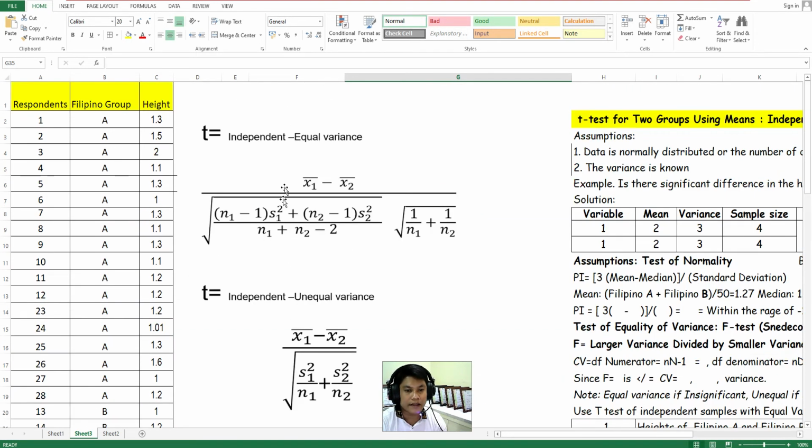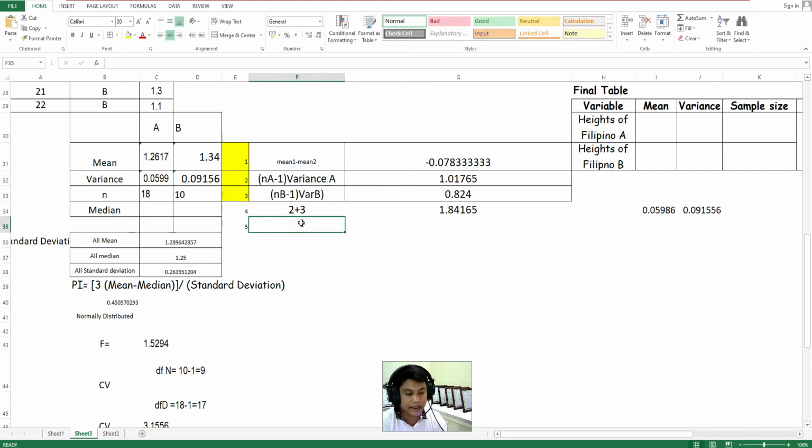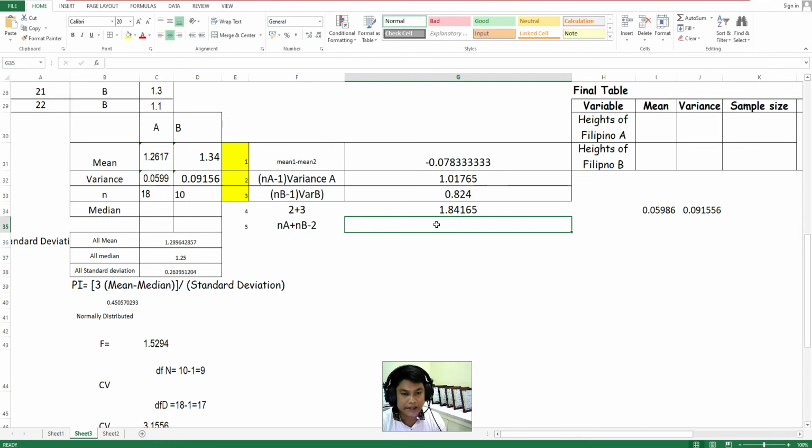Now after that, we added it already. We need to divide it by the sum of n1 and n2 minus 2. So meaning, we get first the sum. The fifth step is you will get here na plus nb minus 2. So let us try to remember what is na. So 18 plus 10, then minus 2 equals, okay, the result is 26.